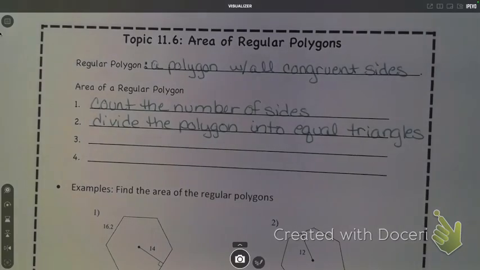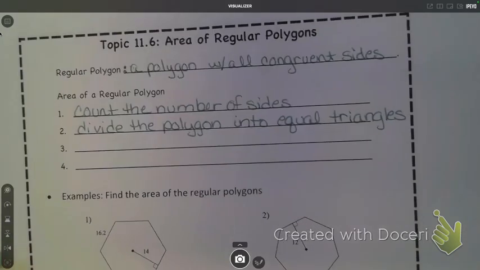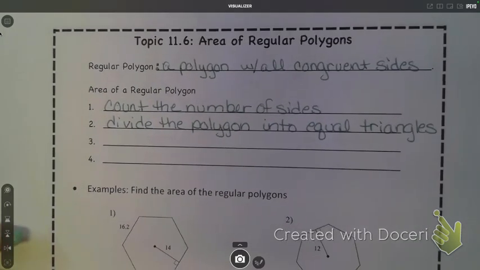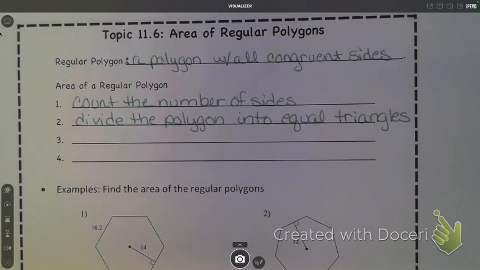So 11.6, the last section in here. I started writing on here a little bit as we were waiting. So a regular polygon, we've talked about shapes that were regular. That means that all sides are congruent, correct? Okay, so for how we're going to do this, we're going to count the number of sides and then we're going to name the shape.